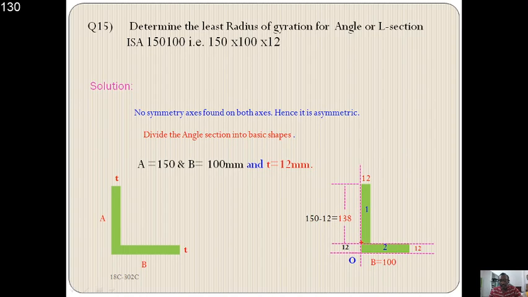That means I took the first part up to this section only. Up to this is my vertical part. That's why it has taken 138. As instead of 150, I took 138. Right? So what is my second part? My second part is from this point to this point. It is starting from this point, you please understand, up to this point. Hence I took B as 100.